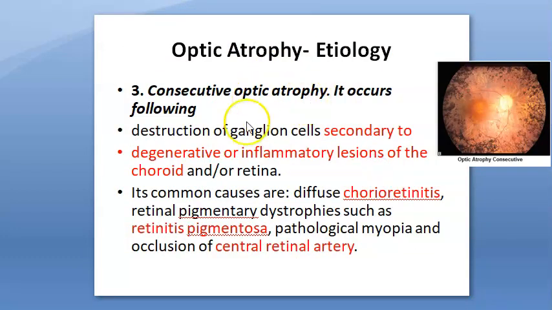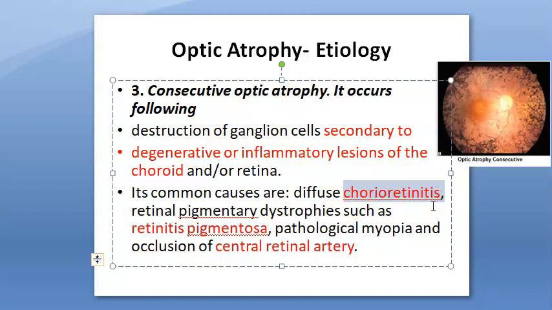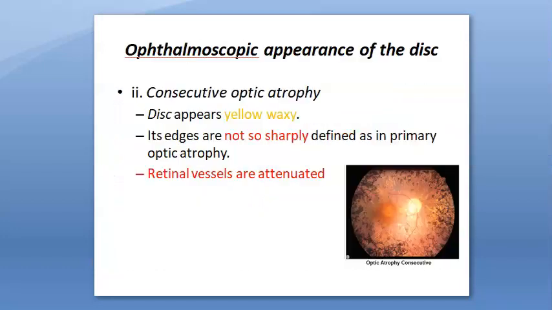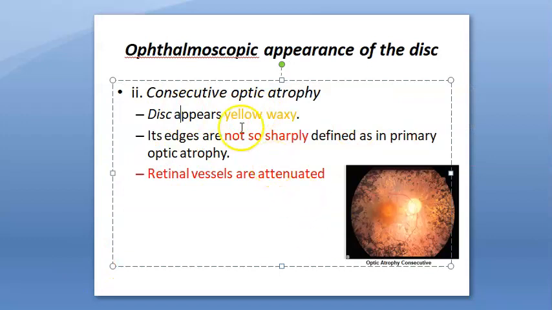Coming to consecutive optic atrophy, guys, here what did they tell you? It is because of choroid and retina, something a little away from the optic disc. So here, what will you blame? Chorioretinitis, retinitis pigmentosa, central retinal artery occlusion. All this you can blame. Pathological myopia also they are blaming. Basically, destruction of ganglion cells secondary to degenerative or inflammatory lesions of the choroid or retina. Blame the choroid or retina here. Here the disc will be yellow waxy.